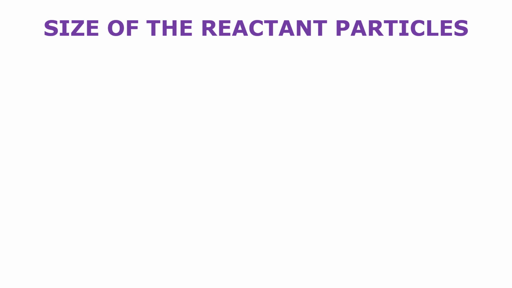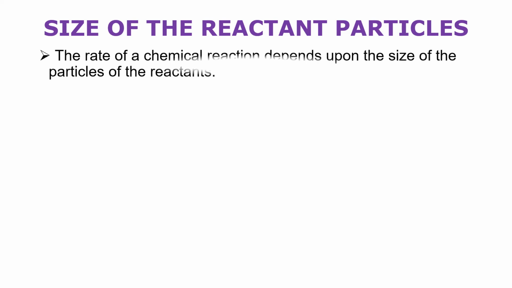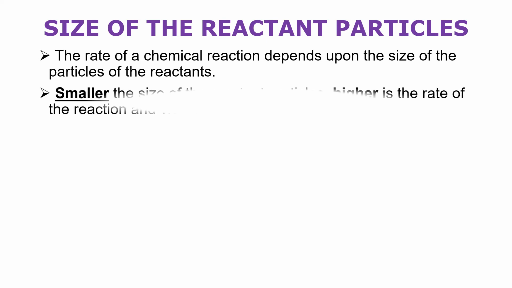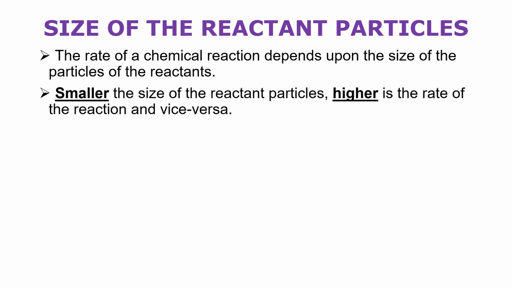The second factor, size of the reactant particles. How does the size of the reactant particles affect the speed of a chemical reaction? Let's see. The rate of a chemical reaction depends upon the size of the particles of the reactants. Smaller the size of the reactant particles, higher is the rate of the reaction, and vice versa. That means it is an inverse relationship.